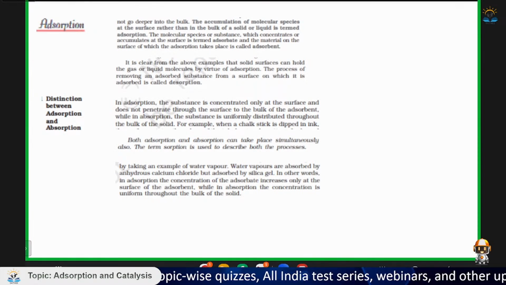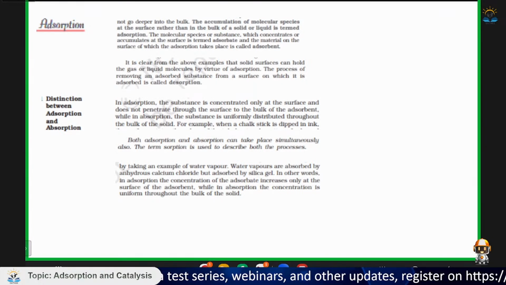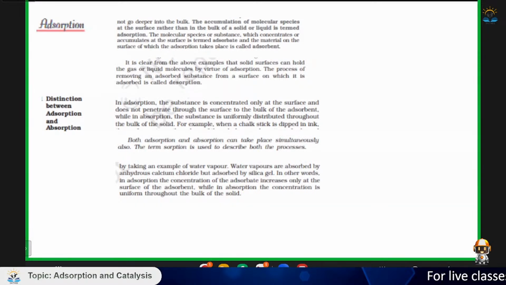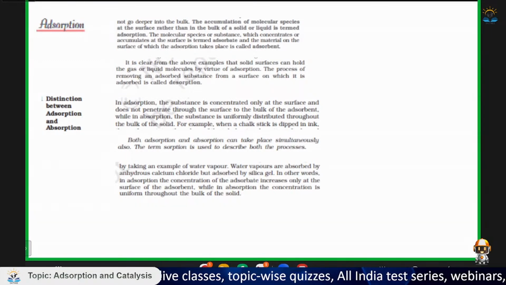It is clear from the above examples that solid surfaces can hold gas or liquid molecules by virtue of adsorption. The process of removal of the adsorbed substance from the surface on which it is adsorbed is called desorption. Usually, solid surfaces are good adsorbents because they have large surface area and strong adsorptive forces. So solid surfaces can hold both gases and liquids. To put it simply, in the chalk example, your ink molecules got adsorbed onto the chalk piece surface, and your water got absorbed into the chalk piece.